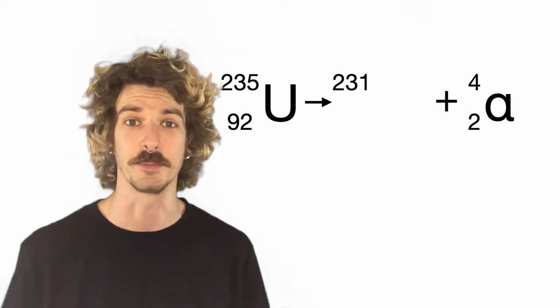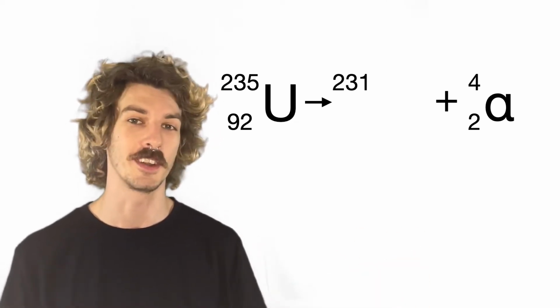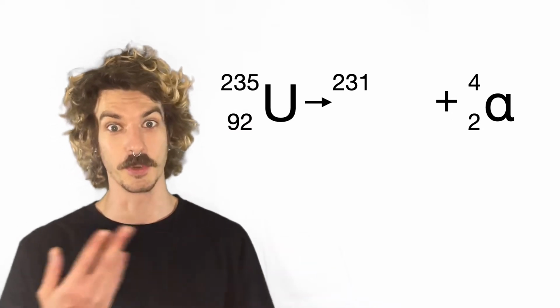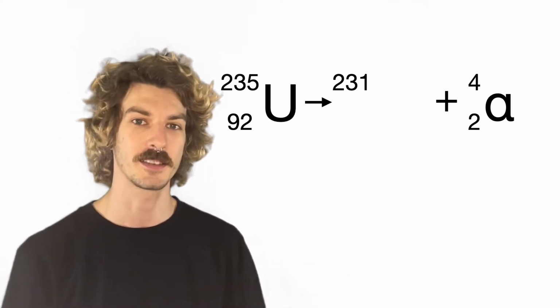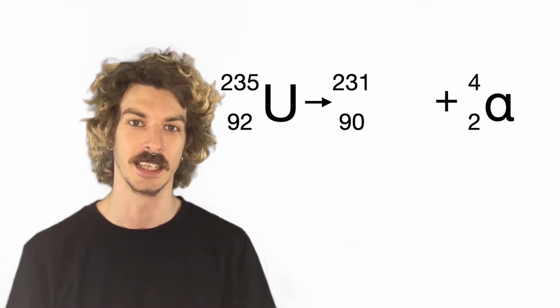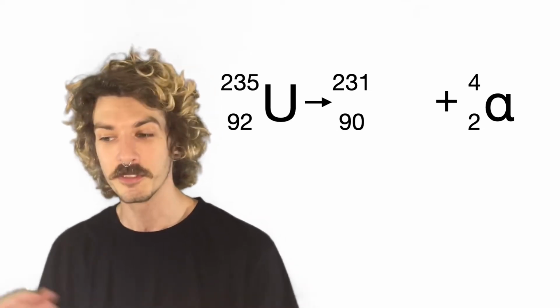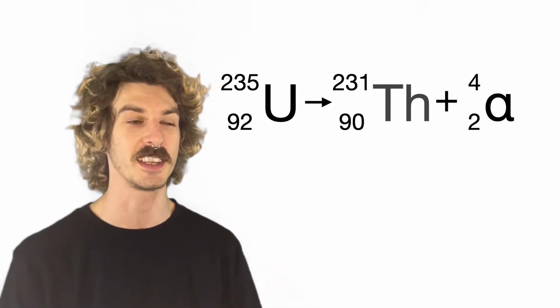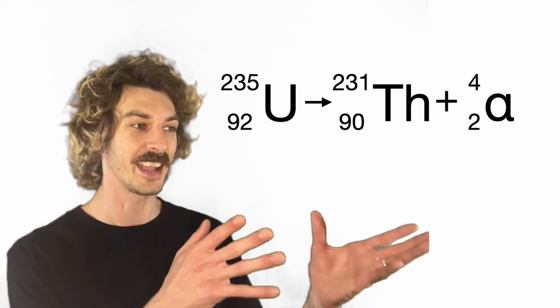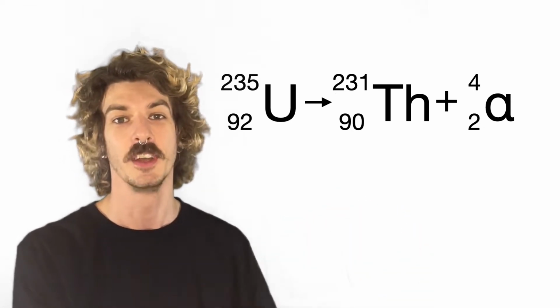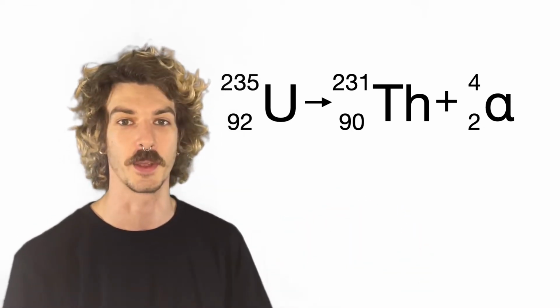Can do exactly the same thing for the atomic number. We started off at 92, and the alpha particle is taking away 2 from that, so we're going to end up with 90. I could then look at a periodic table, find the element that has an atomic number of 90, turns out it's thorium, and there you go. That is a decay equation for uranium-235 undergoing alpha decay.